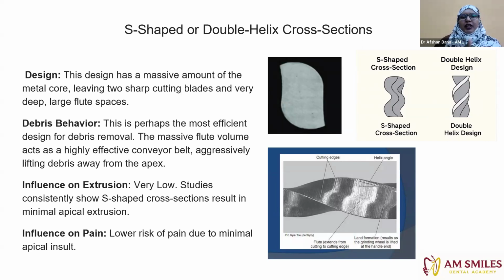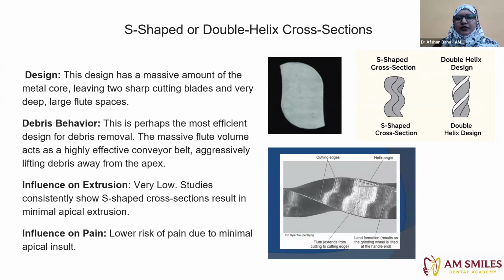So your triangular, it is going to give some space through which the debris can come above. But your S shape is going to actively push the debris towards the coronal region. So this is much more effective. Literally your post-obturation pain is going to drastically reduce when you use an S shape. And there are two types, okay, S shape and a double helix.